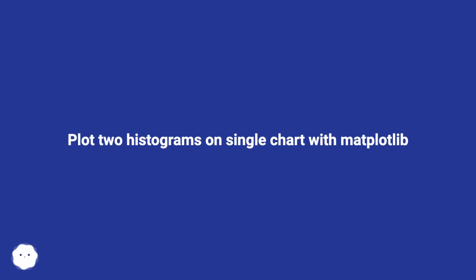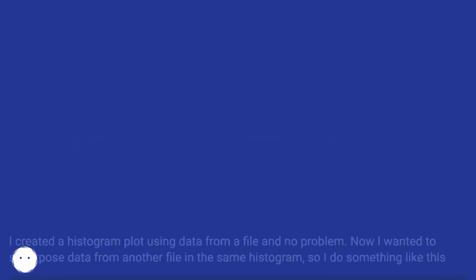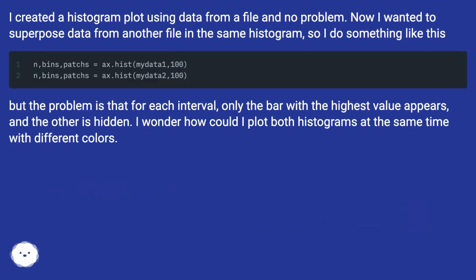Plot 2 histograms on single chart with Matplotlib. I created a histogram plot using data from a file and no problem. Now I wanted to superpose data from another file in the same histogram, so I do something like this. But the problem is that for each interval, only the bar with the highest value appears, and the other is hidden. I wonder how could I plot both histograms at the same time with different colors.